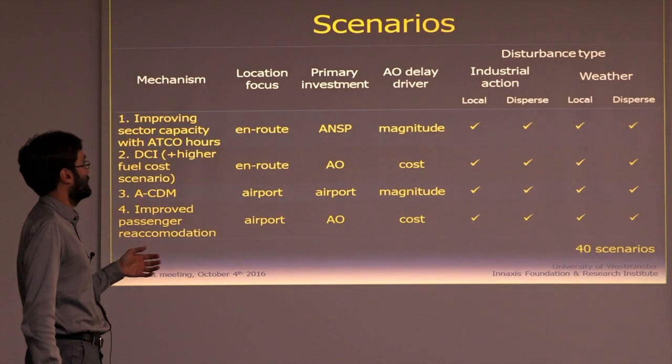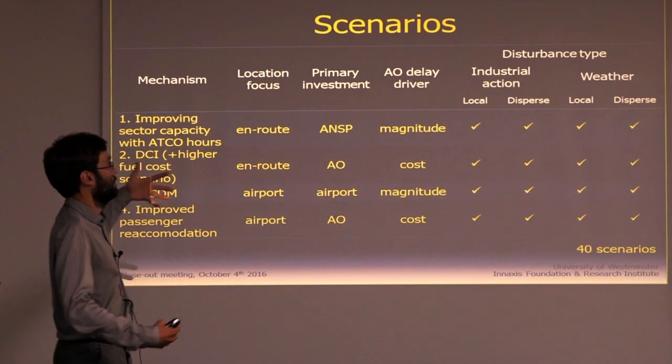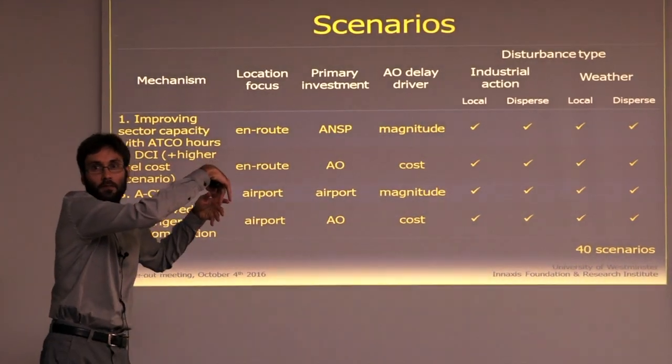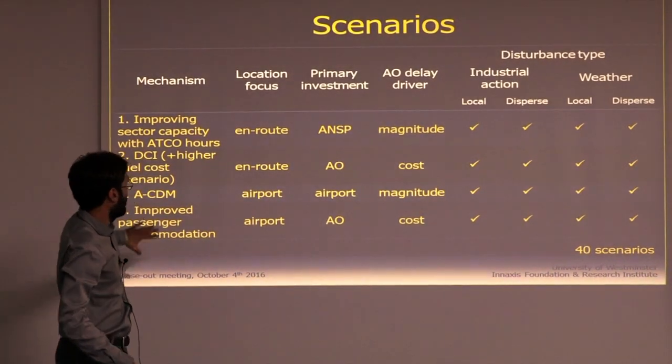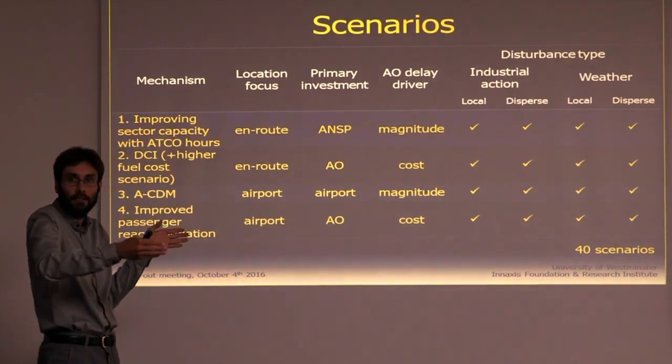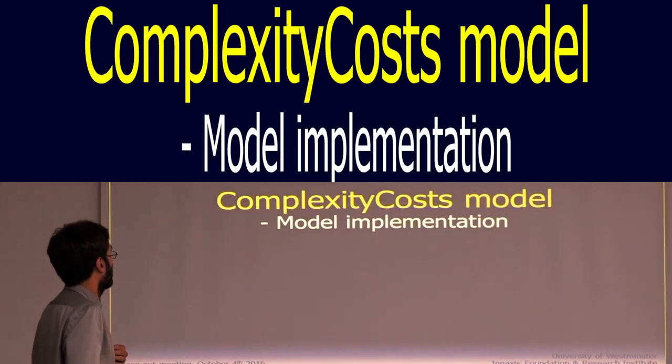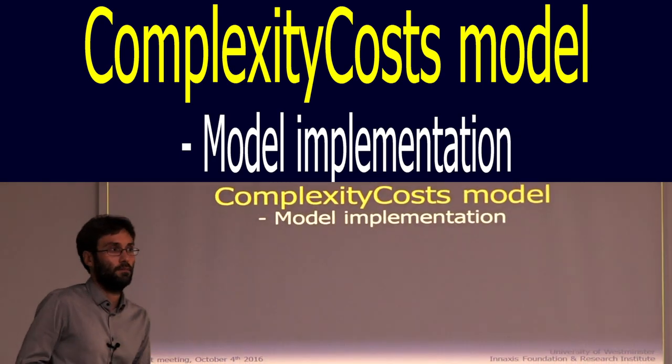Finally, all the different scenarios we have done, mainly is the crossing between the mechanisms and the disturbances. The only thing you have to keep into account is that for each one of the mechanisms, we have actually two uptakes. And for DCI, we have done it twice, once with a nominal fuel scenario and one with a high fuel scenario to try to see the sensitivity of fuel price with respect to that mechanism. So in total, that gives us 40 scenarios. So now Samu will talk about the implementation of the model.